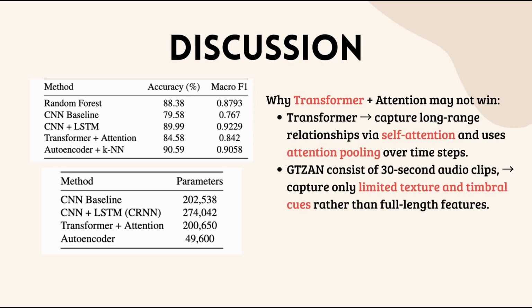So the next question is, why the transformer may not win. Transformer models are designed to model long-range temporal dependencies through self-attention. However, in the GTZAN dataset, each sample is a 30-second excerpt rather than a full song. These excerpts often emphasize local, temporal, and rhythmic texture instead of high-level musical structure. As a result, the structural cues that transformers are good at exploiting are weak or inconsistent. Combined with the relatively small dataset size and the dominance of local spectral patterns, this limits the advantage of transformer-based attention models over CNN-based approaches.